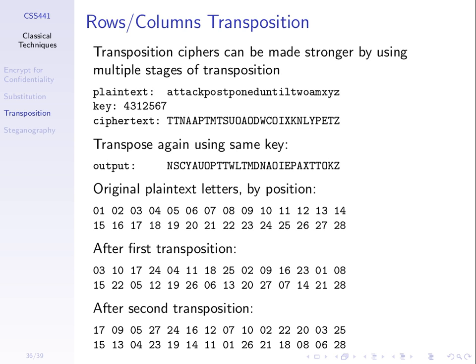I had a key, 4312567, and I applied the transposition cipher, the rows columns, the previous one, and this is the ciphertext. You can check that. That's not the point here. We get this ciphertext. And then I use the same key, the same cipher, and encrypt the first set of ciphertext, and we get this second set of ciphertext. I'll show the operations that I did, and then we'll explain the benefit of it.